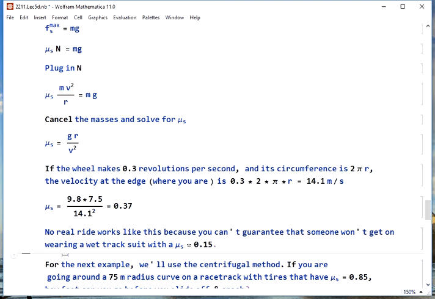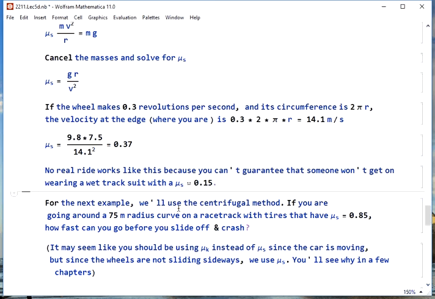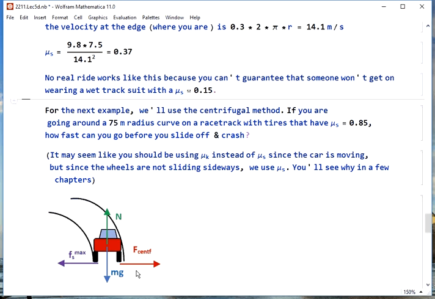No real ride is going to work like this, of course, because somebody could get on with some kind of very slippery clothing and actually slide through, or the thing could stop suddenly and drop you to the center. Anyway, let's try the centrifugal method on the next problem.